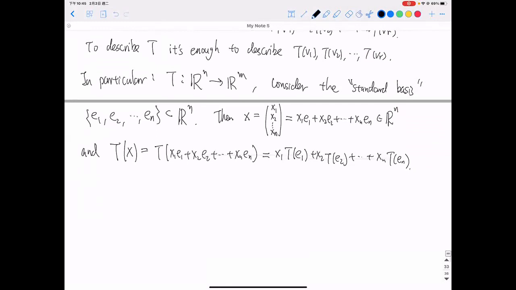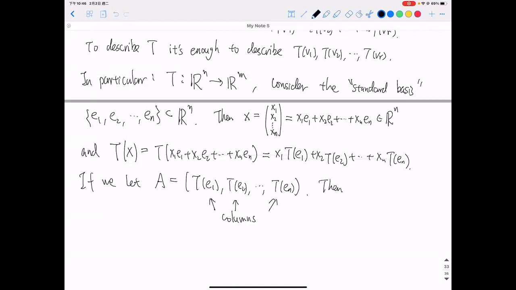Okay. Now, if we let A be the matrix with columns T of E1, T of E2, and so on to T of En, and these are columns, then this is equal to the matrix A times the vector X.